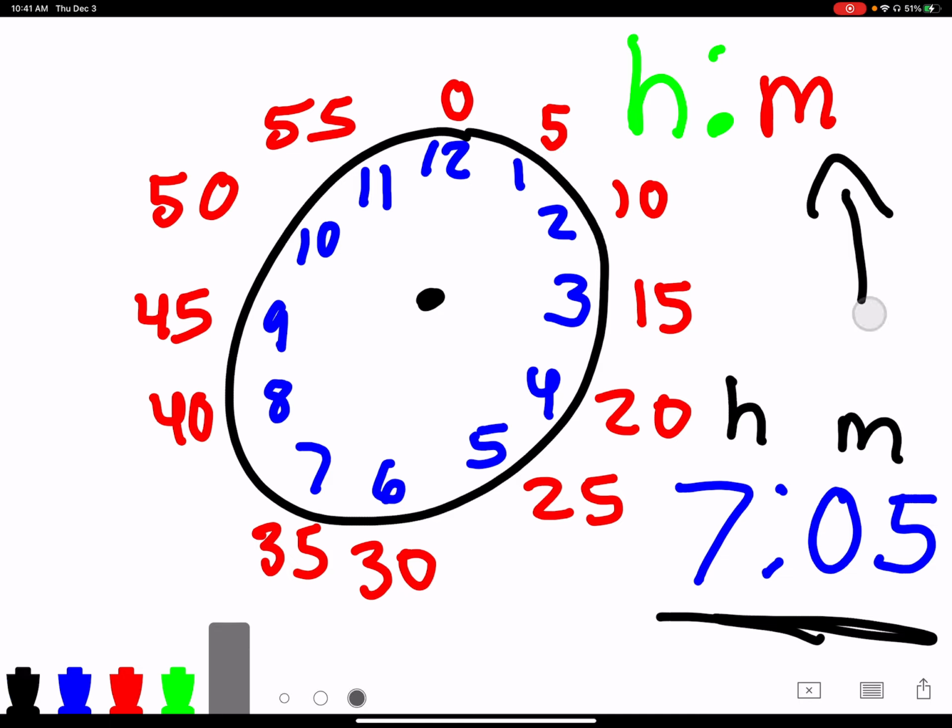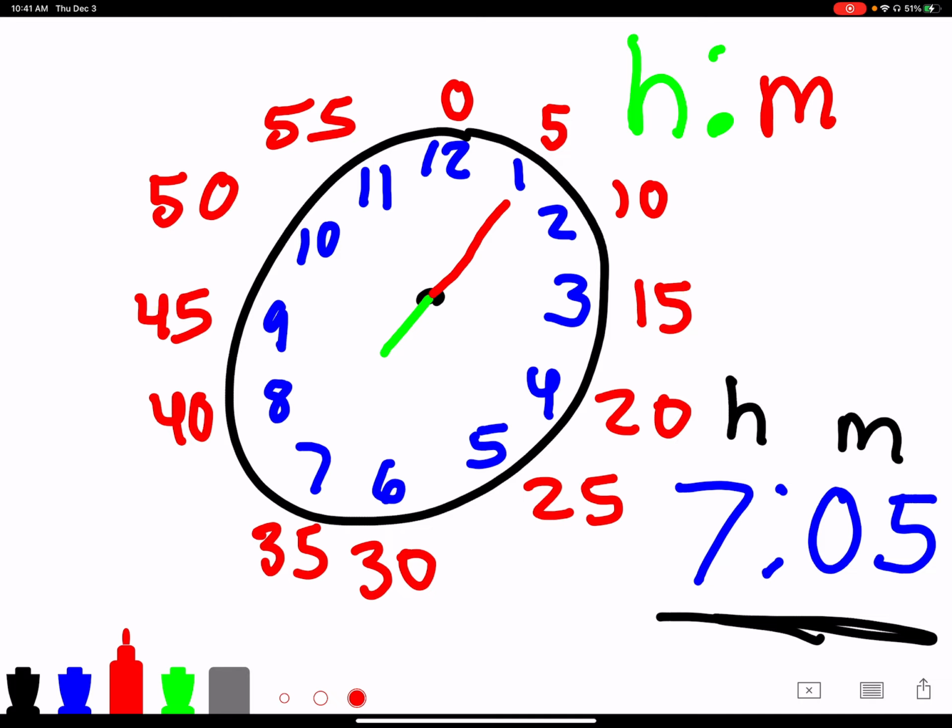I'm going to erase that. So the small hand is going to be pointing to the 7. I'm going to draw the small hand in green. And where do you think the minute hand is going to go if it's 05? It's not going to be pointing to the 5. It's going to be pointing to the 1 because 1 represents 5. Remember, in the red, we count by 5s. So the big hand is going to point to the 1.